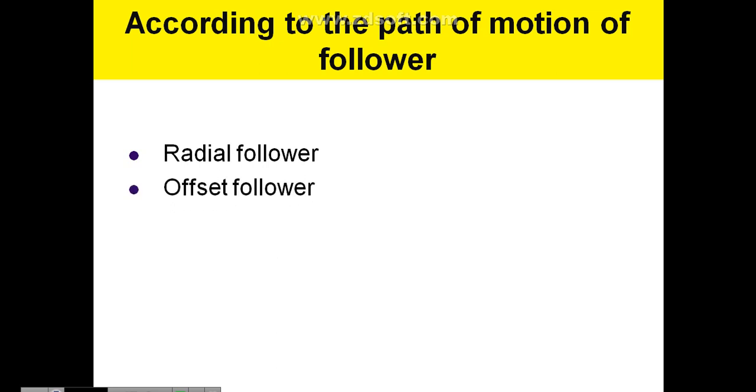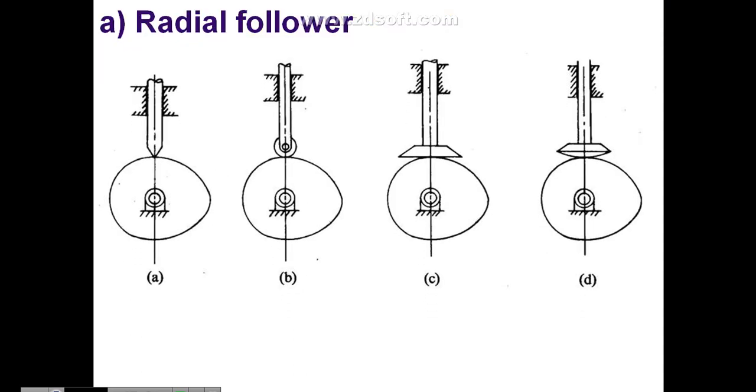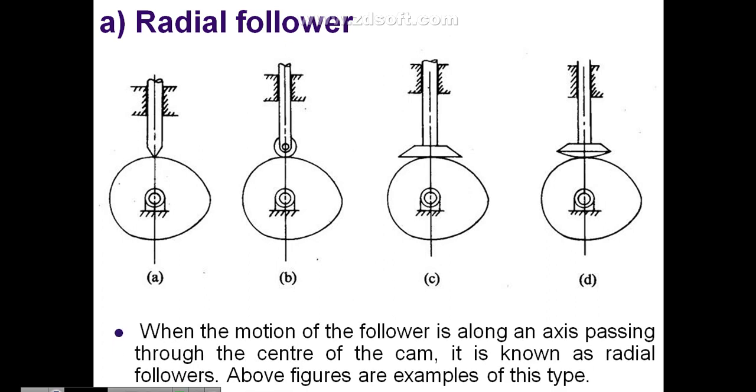There are two main classifications, that is radial follower and offset follower. Normally we mention them as radial method and offset method. This is the arrangement for a radial follower method. You see the axis of the cam and the axis of the follower both lie on the same line. When the motion of the follower is along an axis passing through the center of the cam, it is known as a radial follower. So all four diagrams have the cam axis passing through the center of the follower.